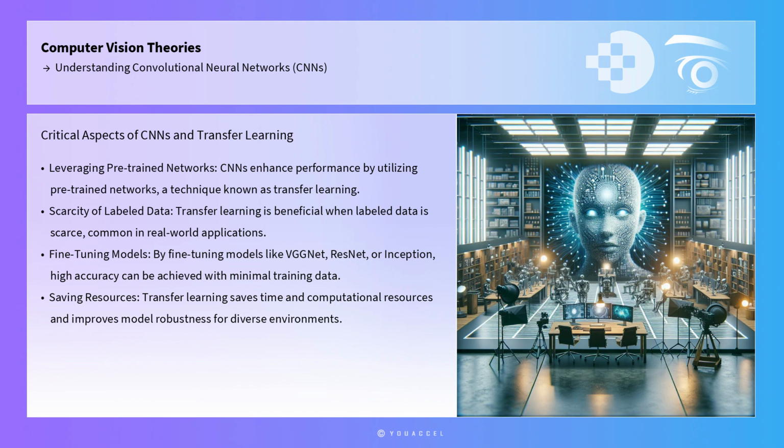Another critical aspect of CNNs is their ability to leverage transfer learning, a technique that enhances model performance by utilizing pre-trained networks. Transfer learning is particularly beneficial when labeled data is scarce, a common scenario in real-world applications. By fine-tuning models like VGGNet, ResNet, or Inception, professionals can achieve high accuracy with minimal training data. Transfer learning not only saves time and computational resources, but also improves the robustness of the models, making them suitable for deployment in diverse environments.